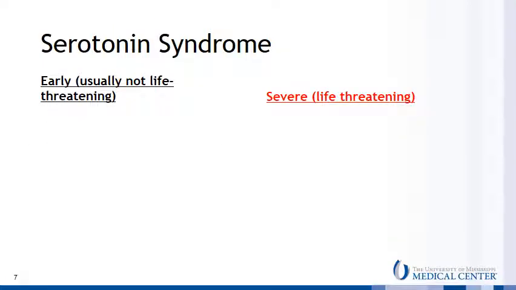Remember that the most serious side effect of most antidepressants is serotonin syndrome. While this is usually associated with high doses or overdoses of drugs like the SSRIs, it can occur at lower doses, especially if the patient's ability to metabolize and clear the drugs is impaired.